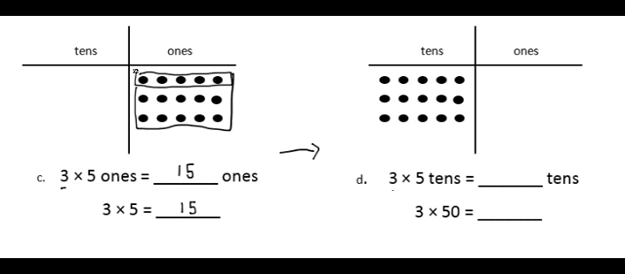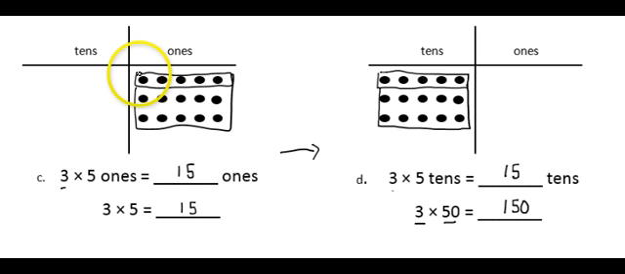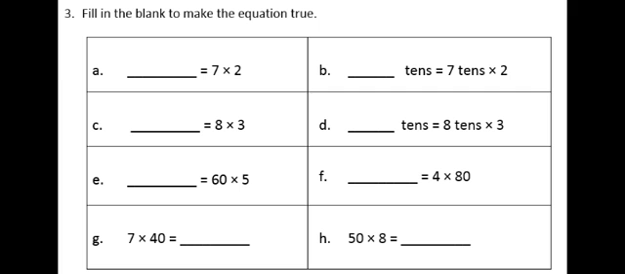Here we have 3 times 5 tens. I start with 5 tens, which is the same thing as 50, and I tripled that amount. That gave me 15 tens. 15 tens is the same as 150. So 3 times 50 is 150. And again, you can see the connection between the two answers. We'll keep those problems in mind as we fill in the blanks on these equations.